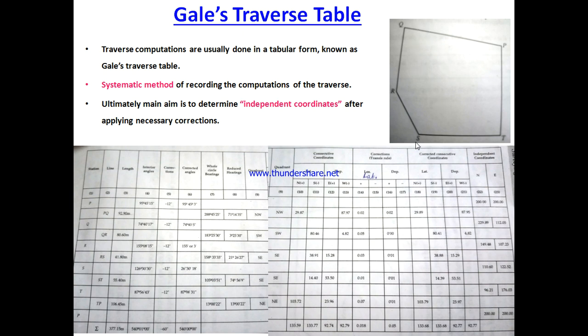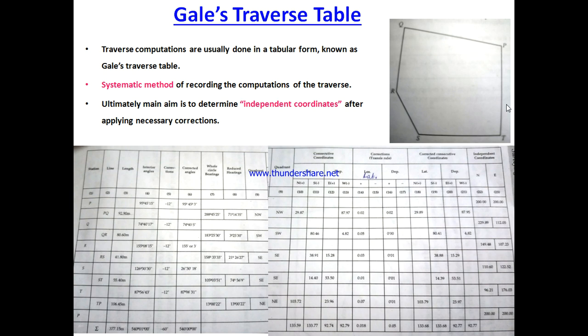So suppose this is a traverse we have. We have all the included angles. With the help of a theodolite we have calculated them. I also know the bearing of the first line of this traverse, which is line PQ.